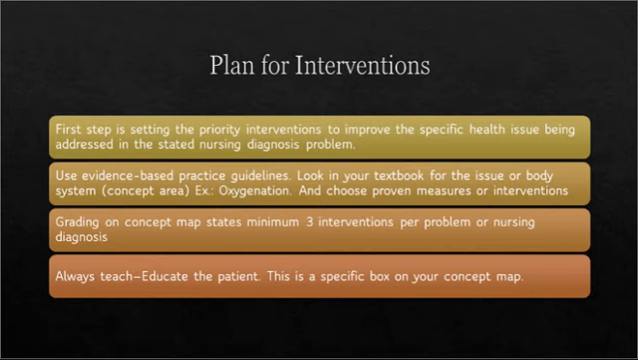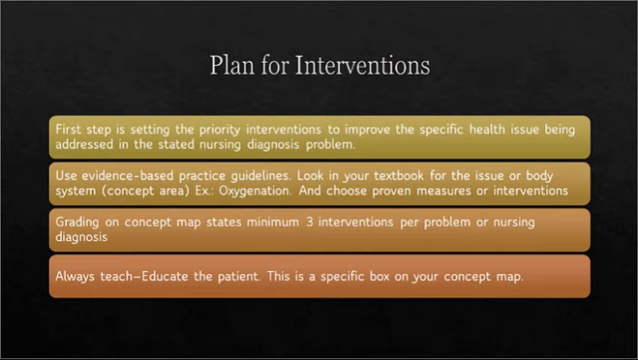So here I put, first step is setting the priority interventions to improve the specific health issue being addressed in the stated nursing diagnosis problem. Use evidence-based practice guidelines. Look in your textbook for the issue or body systems, the concept area. An example is oxygenation. That's where you'll find pneumonia, and choose proven measures or interventions. The grading on the concept map states a minimum of 3 interventions per problem or nursing diagnosis.